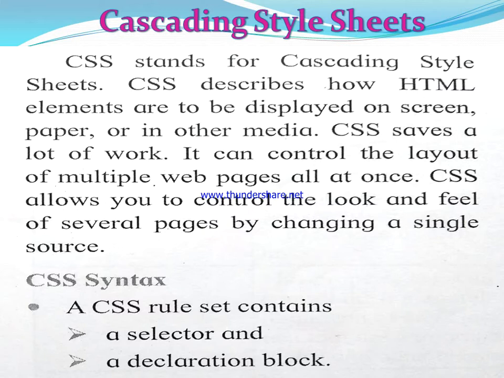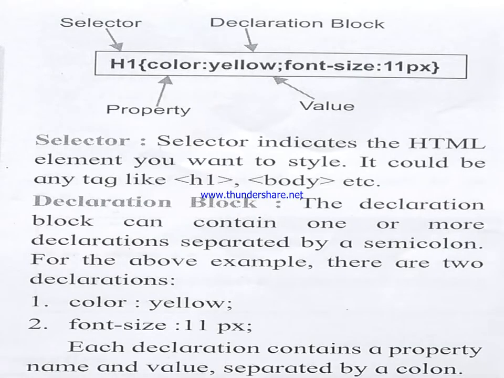We will take a view of this selector and declaration block by using one snapshot that is given on the PPT itself. Now see here, selector and declaration block. So what is the meaning of selector? A selector is always a tag excluding angle brackets. As we know, a tag should be written inside the angle brackets.